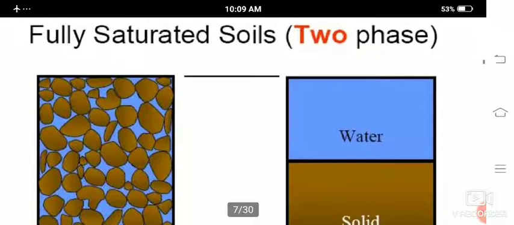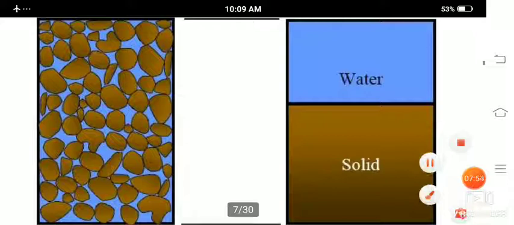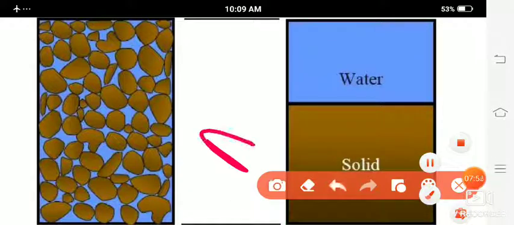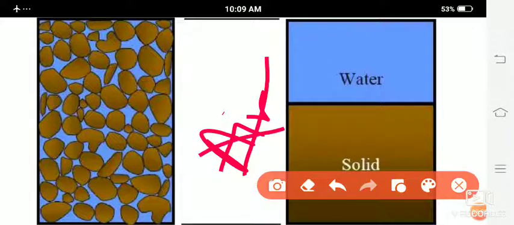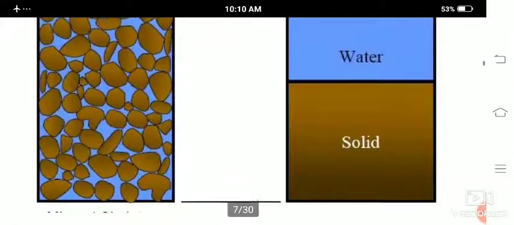Next, if it is fully saturated, it is a two-phase diagram. That means, you can see in the picture, there is no presence of air here. As you can see, the water is interlinked and the solids are also interlinked. So air is 0 for the two-phase diagram for fully saturated type of soil.